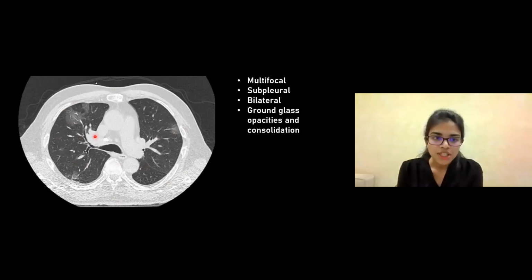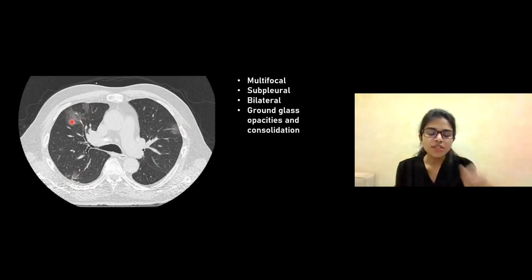So here, if you can appreciate, there are multiple rounded areas of increased density, which are mostly in the subpleural region and located bilaterally, right? And the margins are not very clear, but you can appreciate the bronchovascular markings within the opacity, right? So this is called the ground glass opacity or the GGO.